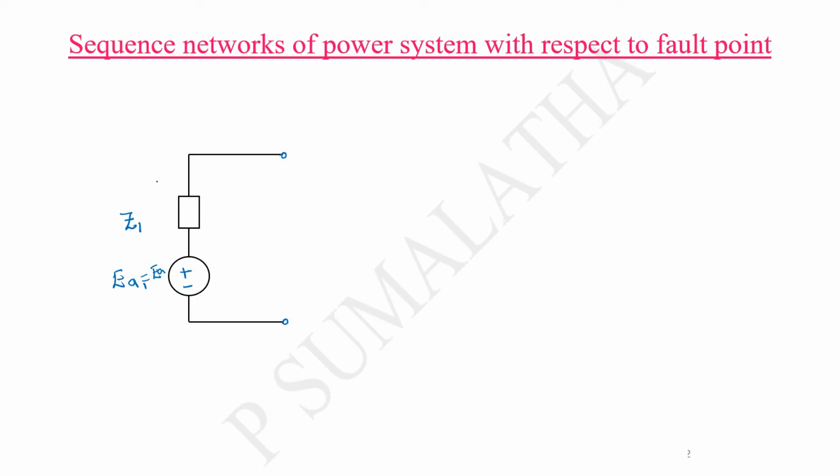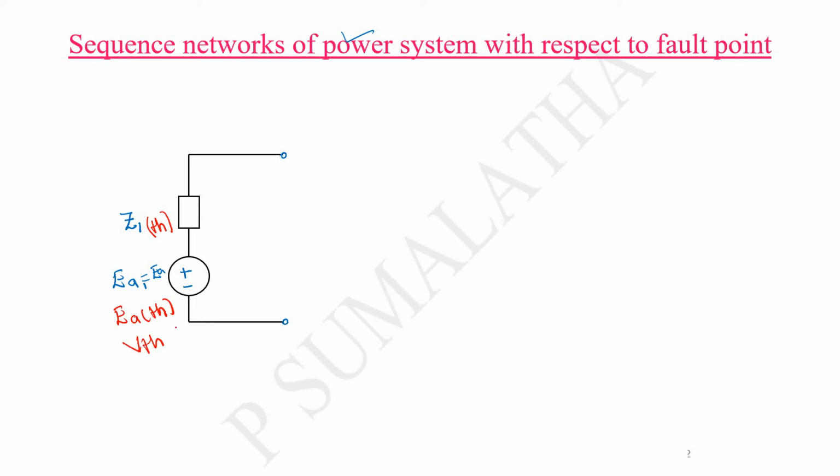Now, what is the change in this circuit? Instead of representing Z1, we will find the Thevenin's equivalent of the positive sequence impedance, and we should find the Thevenin's voltage with respect to the fault point. At whichever location they are telling, to find the fault current with respect to that terminal, we need the Thevenin's voltage.